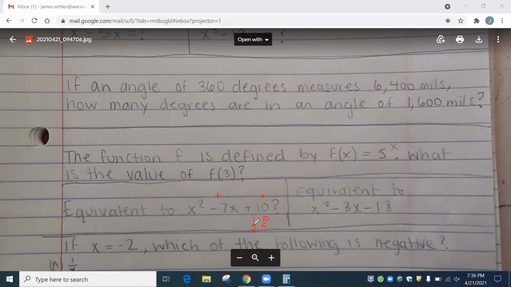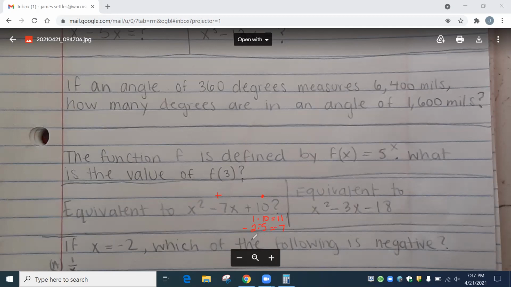All right. So if I was to add these, would they make -7? Well, 1 and 10 would make 11. 2 and 5 would make 7. Well, 7 is close to -7. So anytime you get the right number, but it's the wrong sign, you just change both of your signs. So both of these are positive. They're both going to become negative. Okay. -2 times -5 makes a +10. But when you add them, it makes a -7.